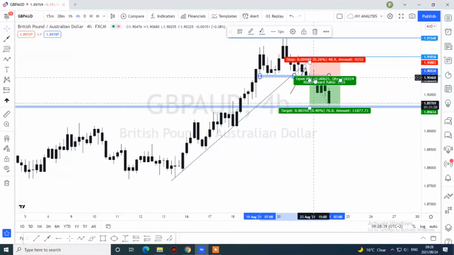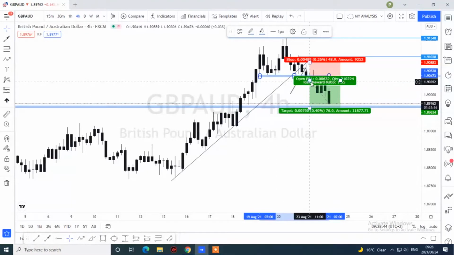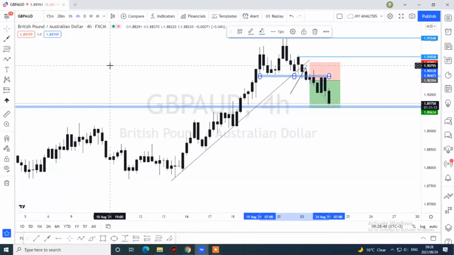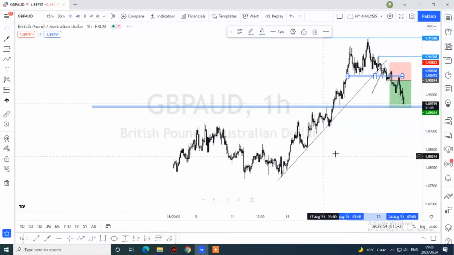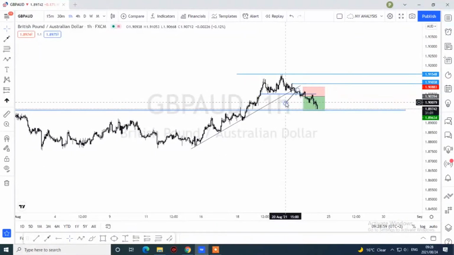As you guys can see, it closed below the zone, and that's where we took our trade. We took a sell. I think it's gonna be clearer on the 1 hour time frame. And then we took a trade here.